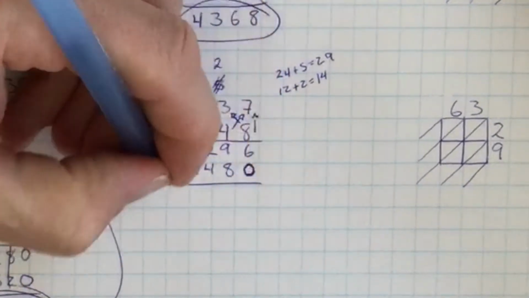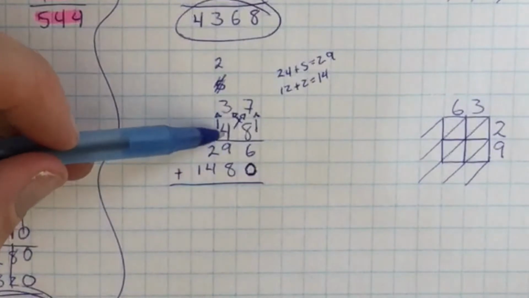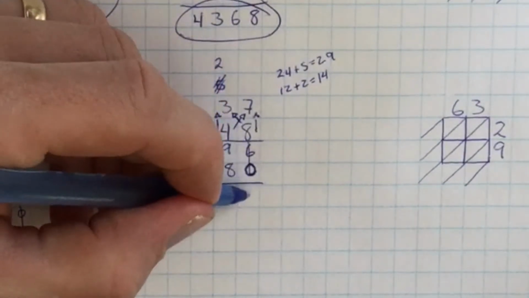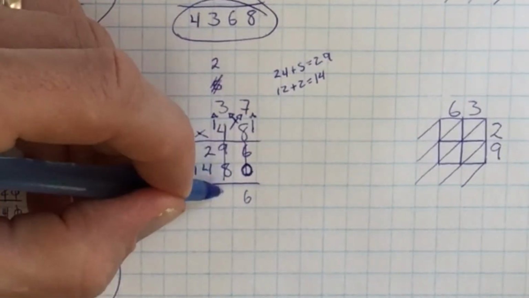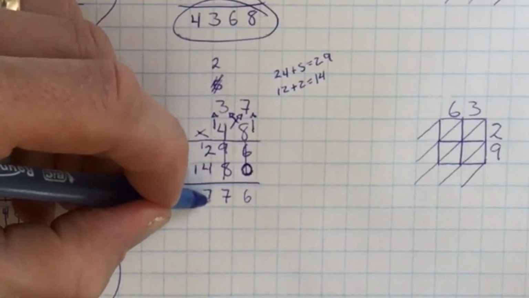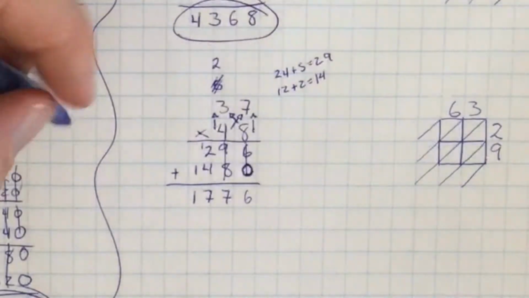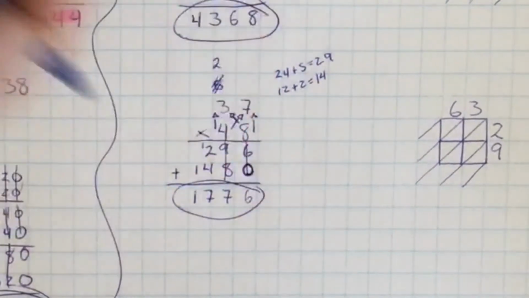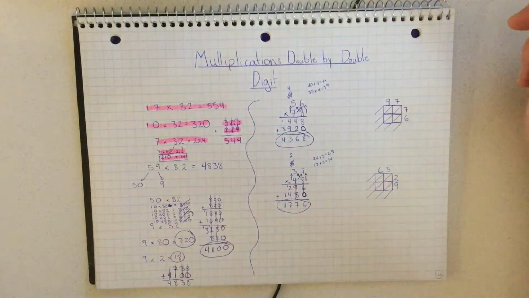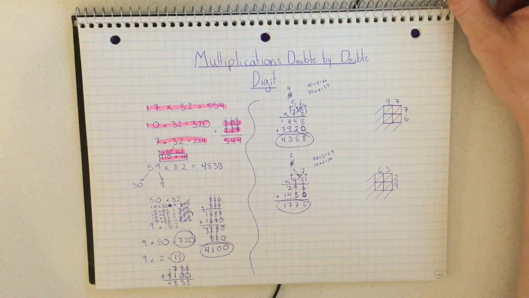Now we have our 2 products. Our products from multiplying 37 by 8 and 40 by 37. We're going to add those together. And we end up with a product of 1,776. Lastly, we're going to complete 2 double by double digit operations using lattice method.